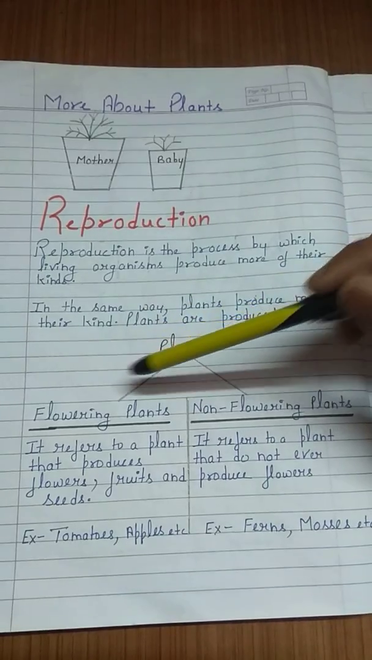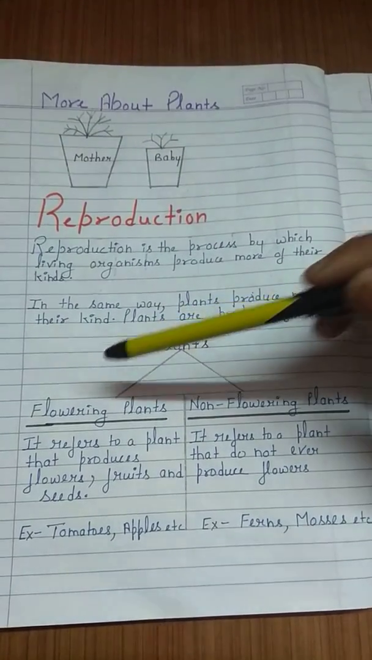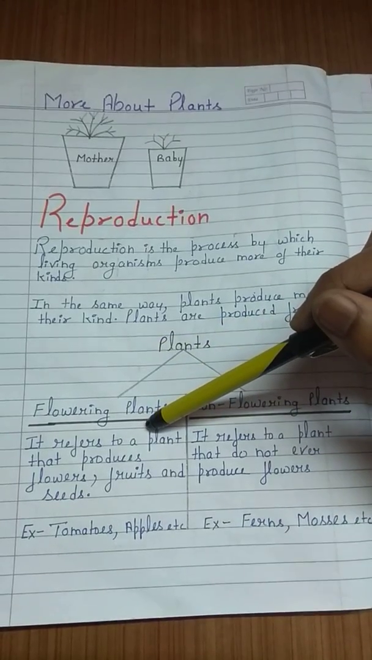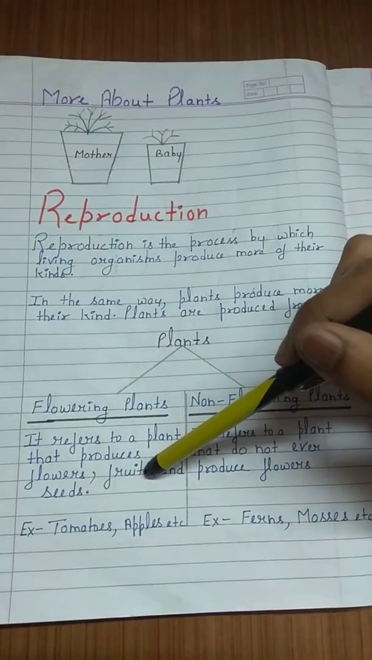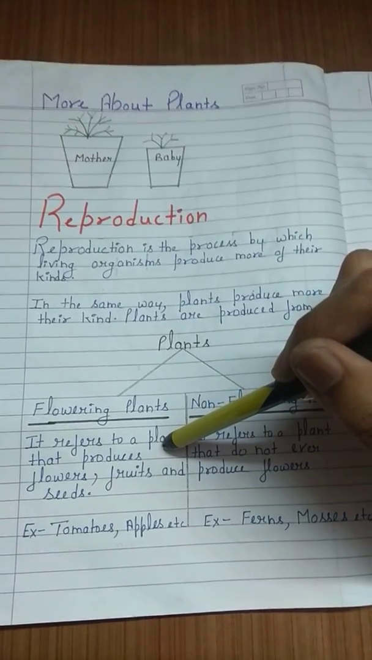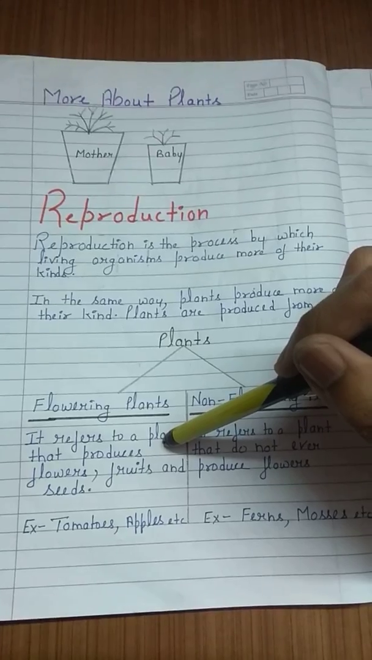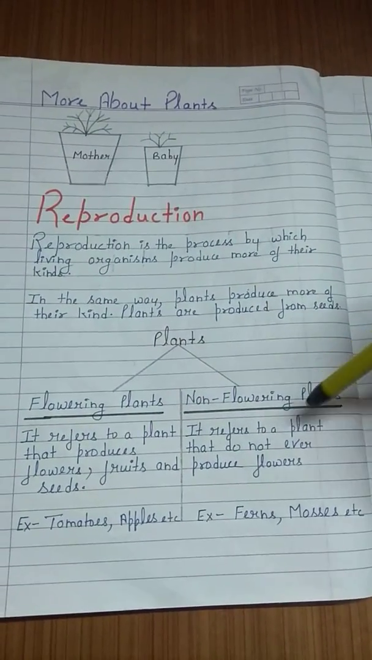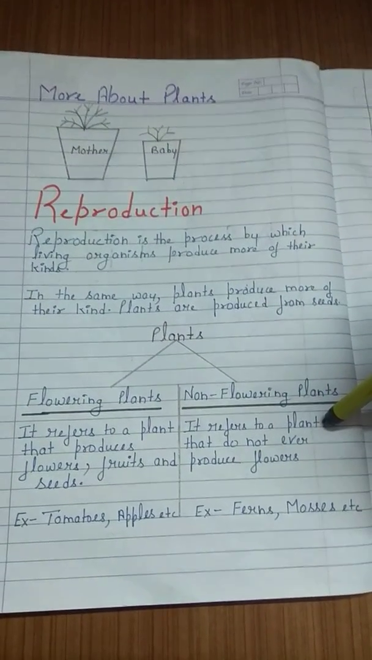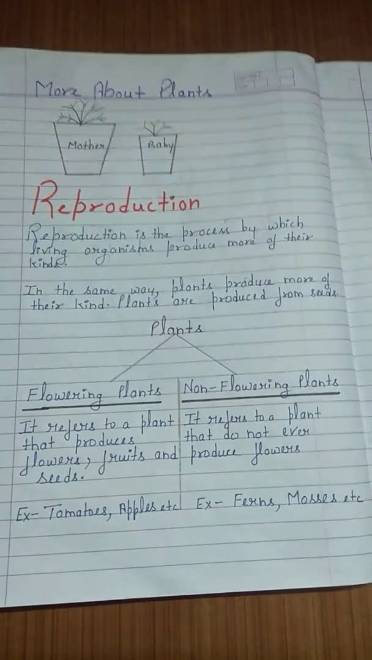Plants are divided into two parts, flowering plants and non-flowering plants. Flowering plant refers to a plant that produces flowers, fruits and seeds. Example, tomatoes, apples. Plants in which flowers, fruits and seeds can be easily grown. Non-flowering plants refers to plants that do not ever produce flowers. Example, ferns, mosses.